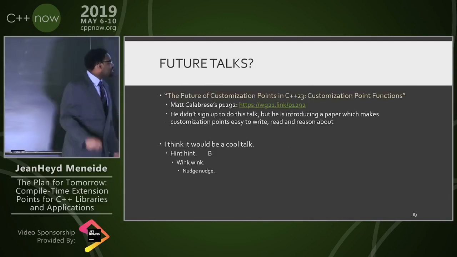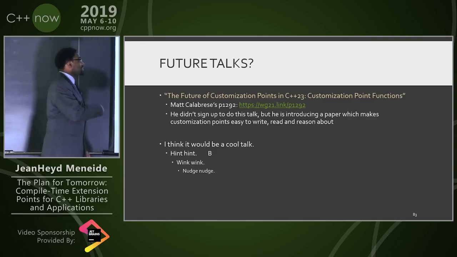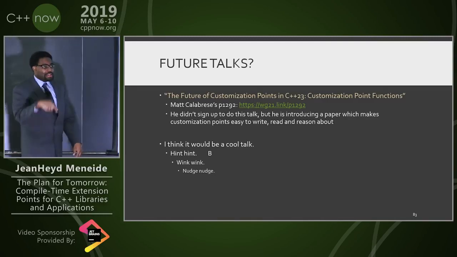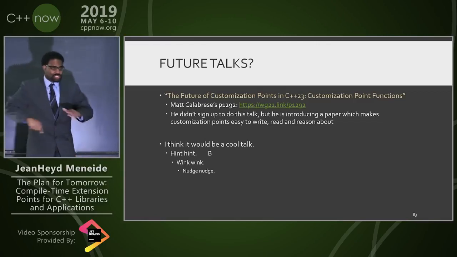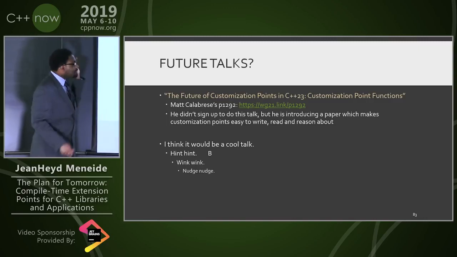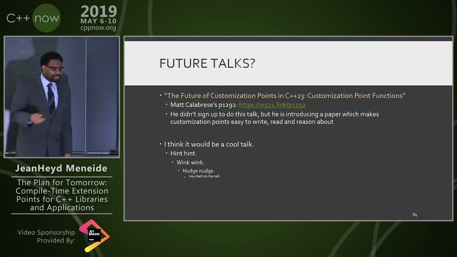There's also another future talk, on the future of customization points, C++23 customization point functions. That's not actually the name of the paper, but it's Matt Calabrese's P1292, and he basically defines a bunch of really cool stuff that will solve half of the problems that you have seen on these slides. So it would be really cool if that talk was there, Matt. Please, hey Matt, do the talk.